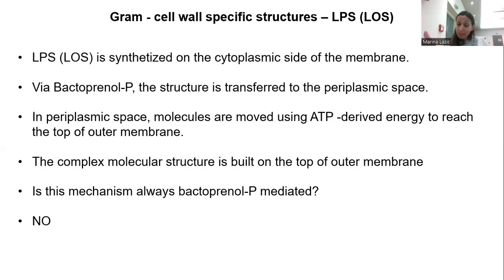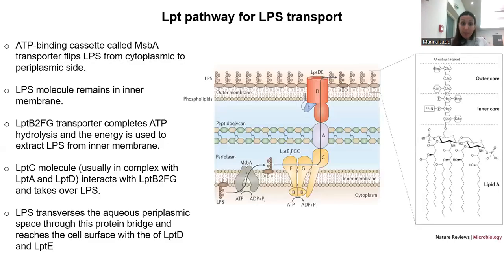But then in the periplasmic space, molecules are moving using ATP-derived energy because they have to reach the top of the membrane. Again, this mechanism is not always bactoprenol mediated. This is the difference between peptidoglycan and this type of glycan. We will learn about a few pathways that are important for LPS synthesis. There is the LPT pathway for LPS transfer, and let's go through this briefly.